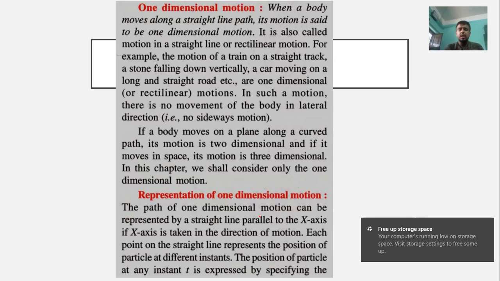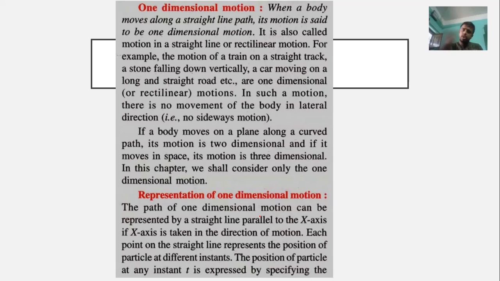If you see a curved path in motor racing or car racing or bike racing, F1, you can see that they will be moving in a curved path. One part of the whole racetrack would be a curved path. In that case, that would be two-dimensional.